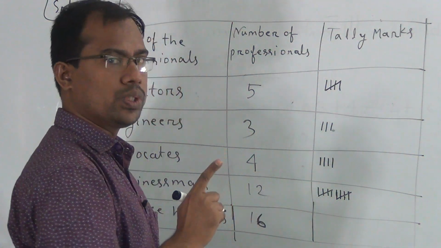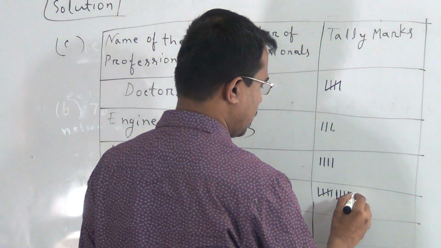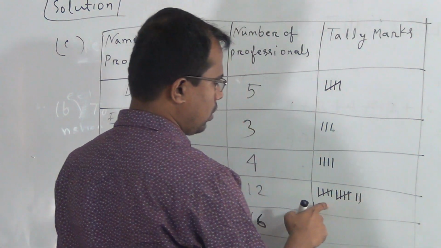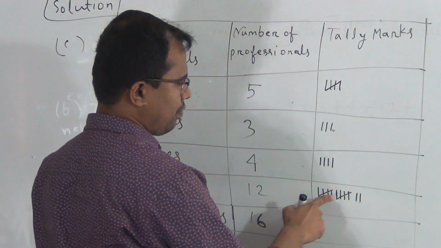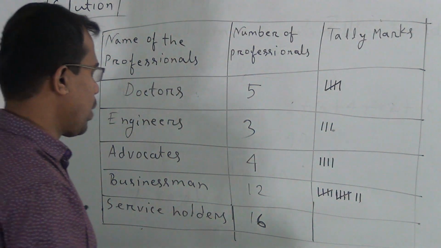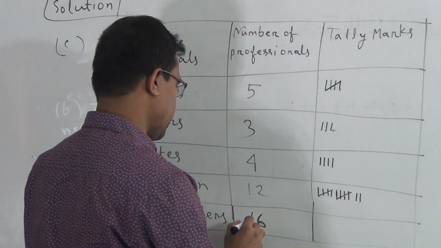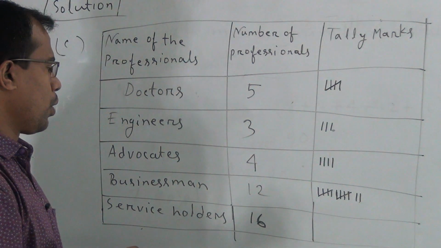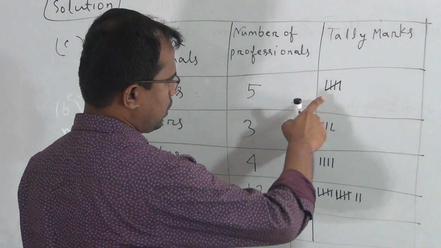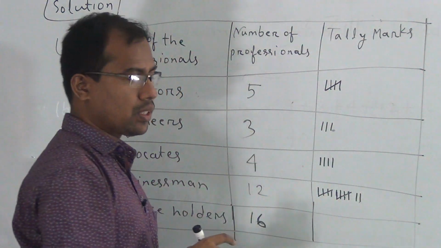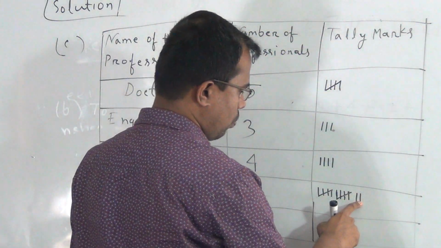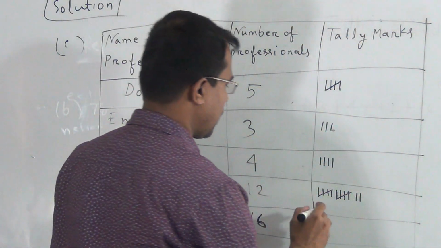Now another 2 we need. For denoting another 2, we will give just 2 straight lines. Now total 12 is indicated. 5, 5 and 2. 5 plus 5 is 10. 10 plus 2 is equal to 12. Now we have to denote 16 using tally marks. For denoting 16, we will give this symbol 3 times. Then 3 fives are 15, and for another one we have to give another straight line.